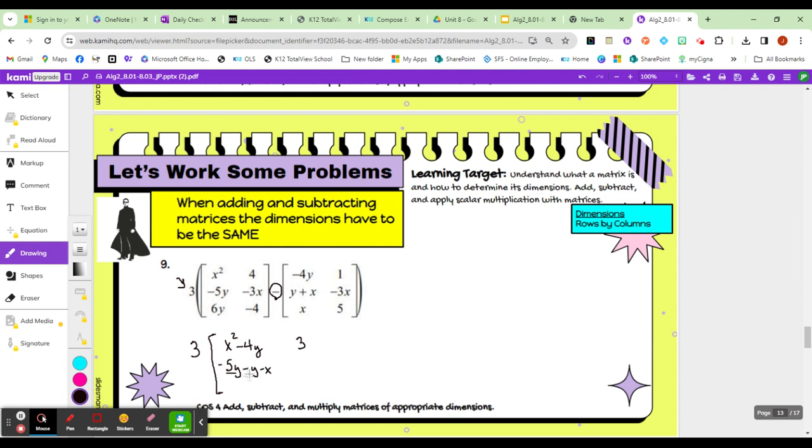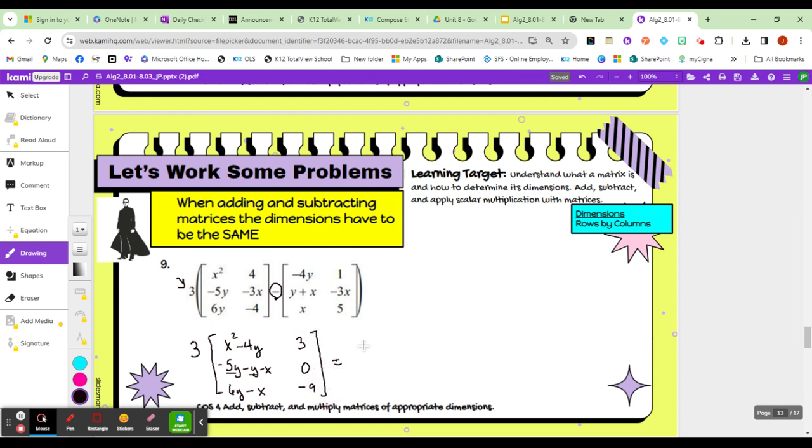And we do have some like terms. We'll simplify those in just a second. And then we have negative 3x minus negative 3x, which is going to give us negative 3x plus 3x. So that's going to give us a 0. We move down to this last row. We're going to have 6y minus x. So we'll write that as one quantity. And then we have negative 4 minus 5, which is going to give us negative 9.